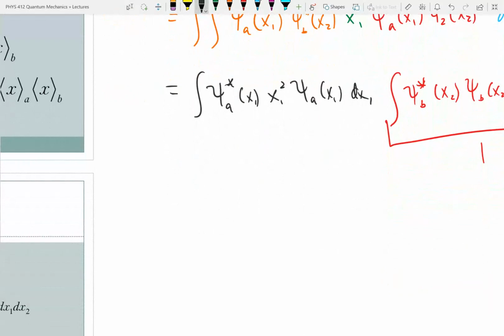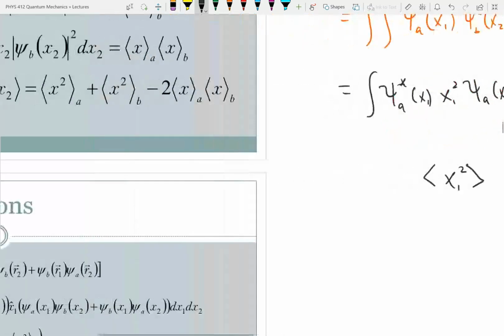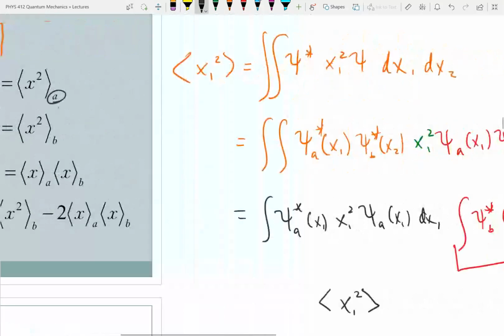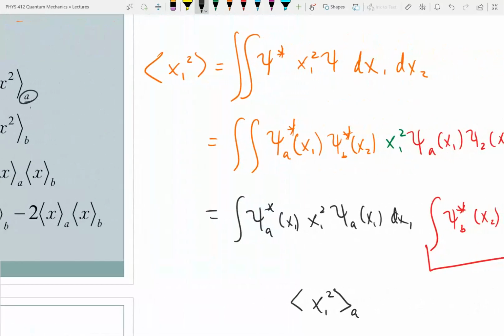So the second integral is easy. The first one, I will just put what it is. That's the expectation value of x1 squared. Right, that's by definition the expectation value of x1 squared. Life came out easy there. And notice it has here, if it's in state A, because these were state A, right, because the expectation value does depend on your state. And these were both psi sub A.